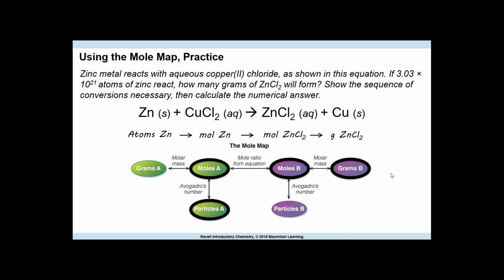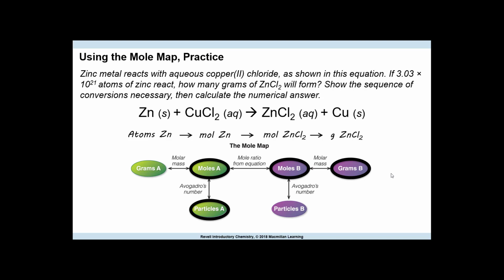Okay, so let's put this into action. Zinc metal reacts with aqueous copper 2 chloride as shown in the equation. If 3.03 times 10 to the 21 atoms of zinc react, how many grams of zinc chloride will form? Show the sequence of conversions necessary and then calculate the numerical answer.